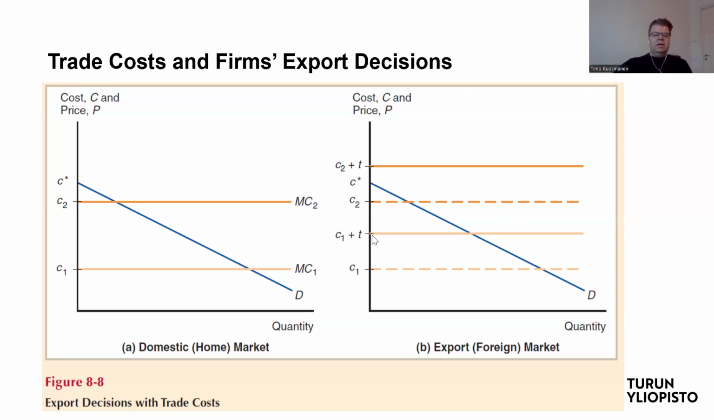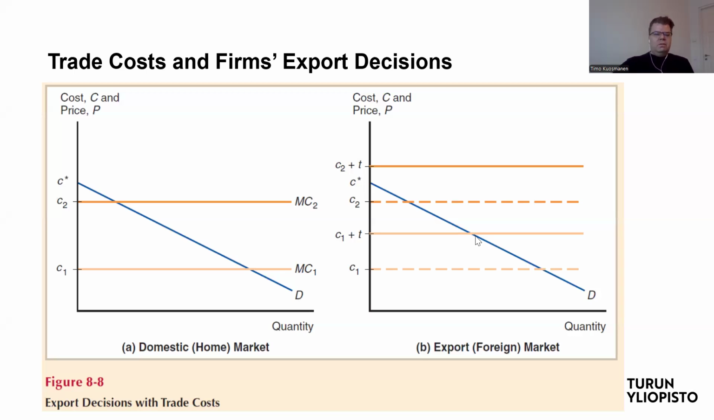So in this case, this diagram illustrates that only company number one, with the lower marginal cost, can still export after including the trade cost. Due to the trade cost, the marginal cost in the export market is then C1 plus t. So anyway, this firm number one will find it profitable to engage in export activities.